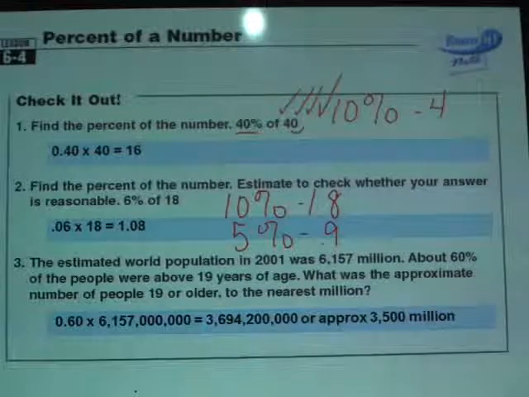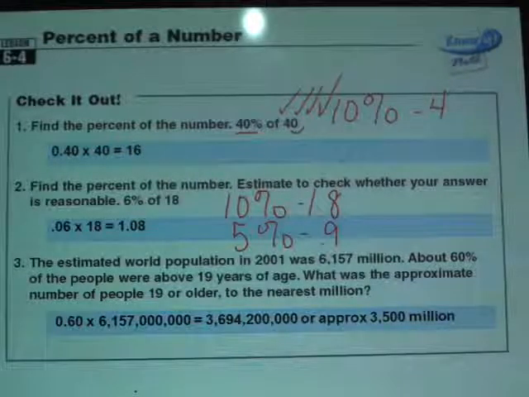All right, number 3 is that same question from earlier, except they're asking it in a different way. They're saying the estimated population in 2001, again, was 6,157 million. And then they're saying 60% of the people were above 19 years of age. And they want to know what was the approximate number of people 19 or older to the nearest million.